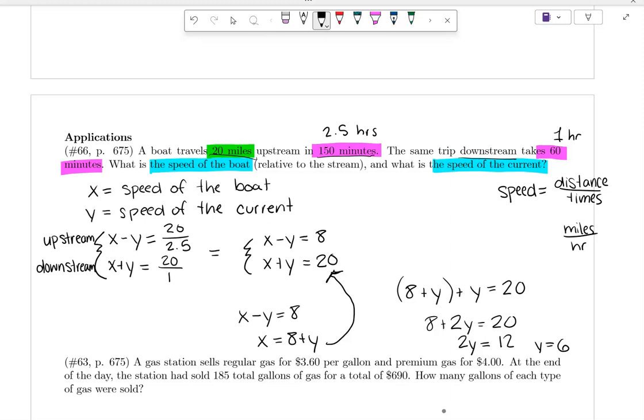And then if we plug that back in, we'll just plug it into the top equation. Sorry, I'm running out of room, so I'm at weird places. But we get x minus 6 equals 8, and x equals 14. So speed of the boat is 6 miles per hour. Or no, speed of the boat is 14. Sorry, I got them mixed up. Speed of the boat is 14 miles per hour. And then your speed of the current is going to be 6 miles per hour.